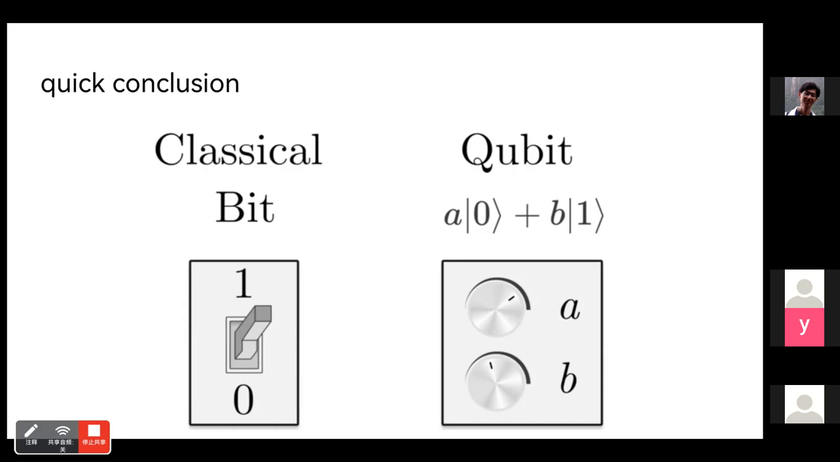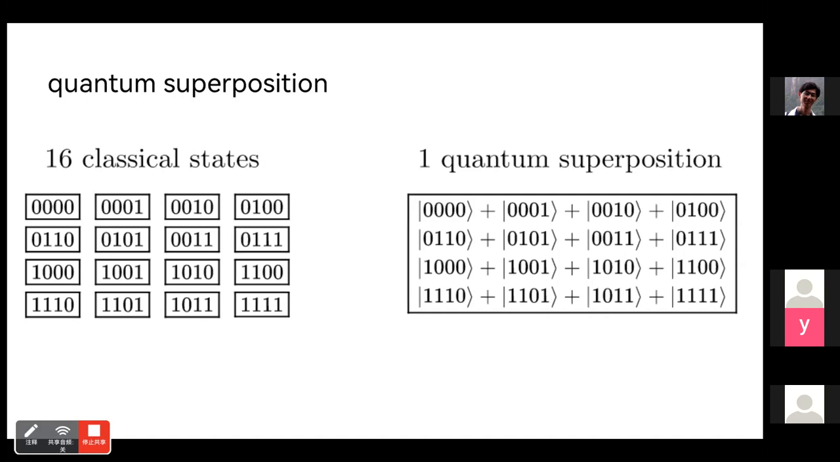Here, if we want to store the classical states on the left, we would need a set of four physical classical bits to represent each one, and totally 64 physical classical bits together. And the quantum states on the right can be stored using just four physical qubits. So this is totally different between the classical bit and the qubit.